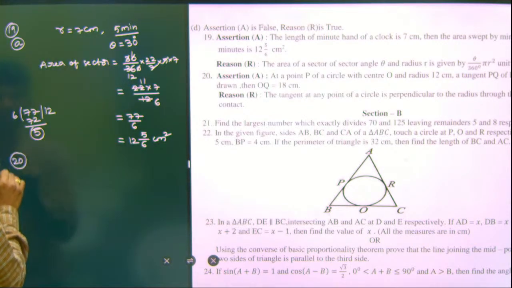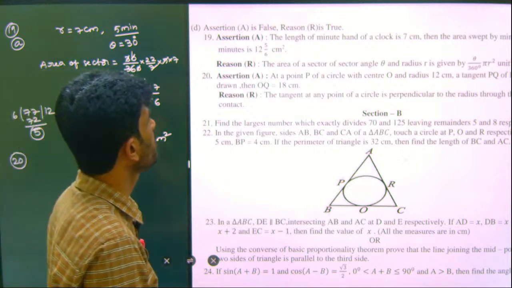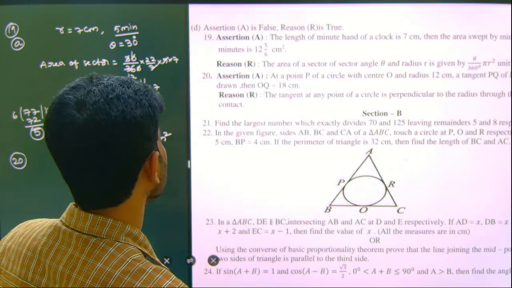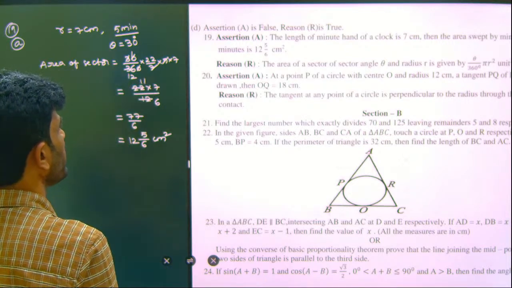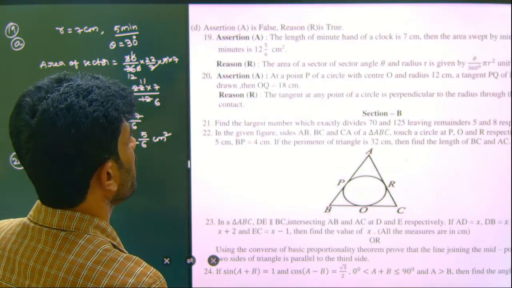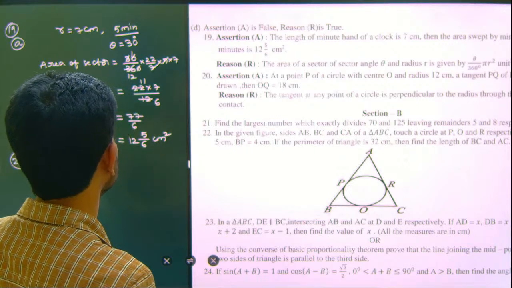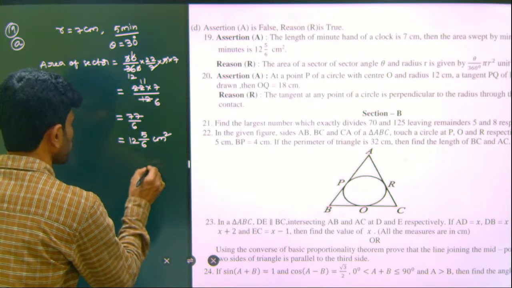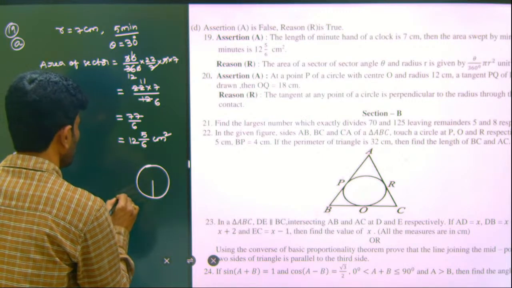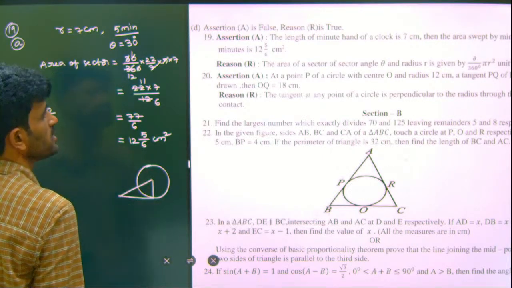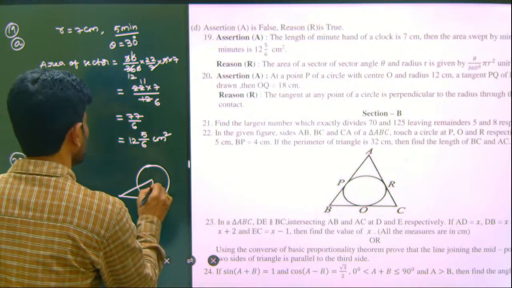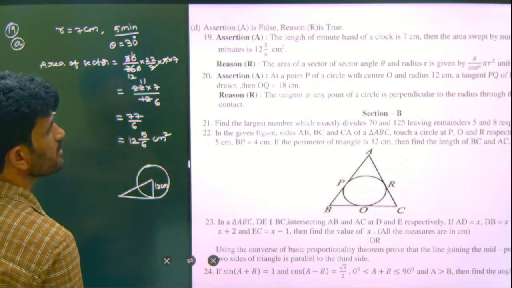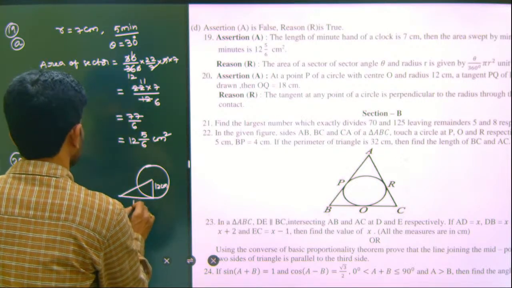Question number 20 is about circles again. At a point P of a circle, the center O and radius 12 centimeters, a tangent PQ of length 16 centimeters. So here you draw the figure, circle. What is given: radius is given 12 centimeters and length of the tangent is given 16 centimeters.